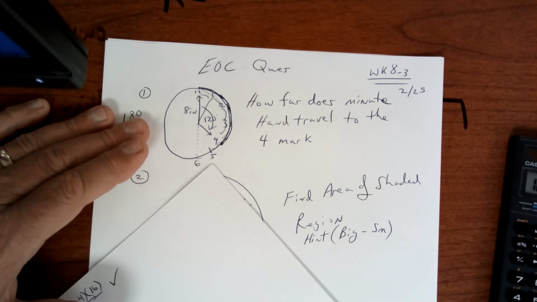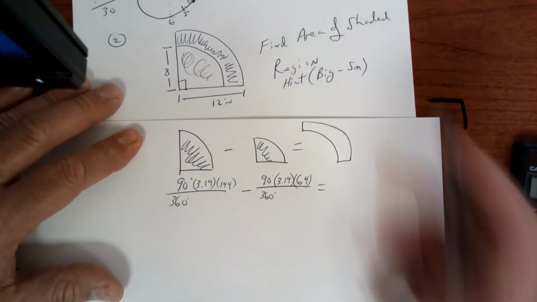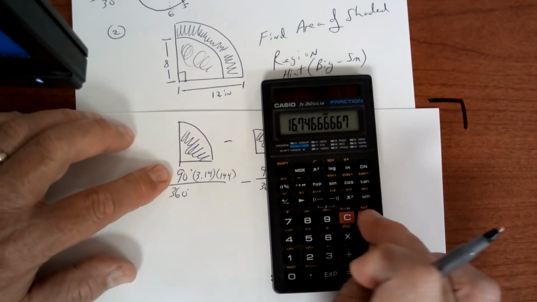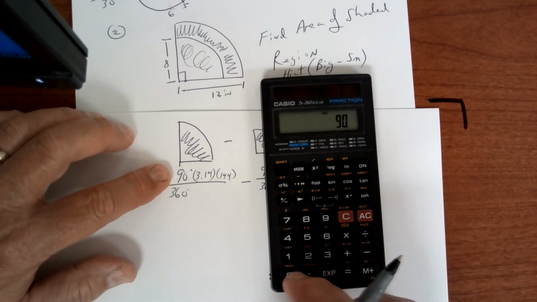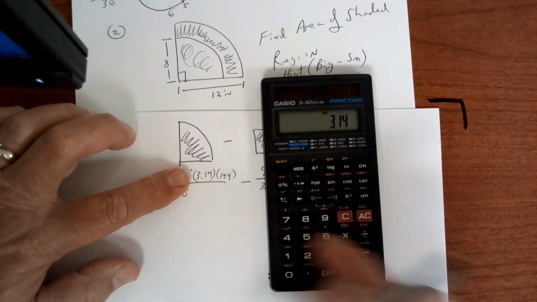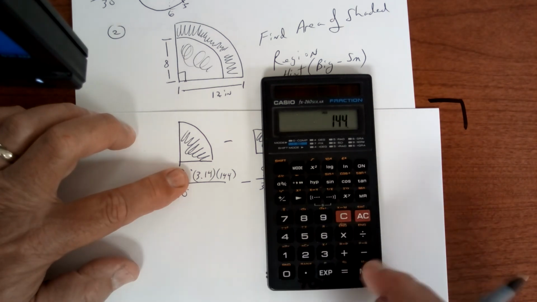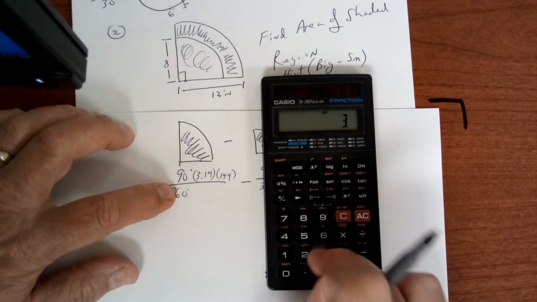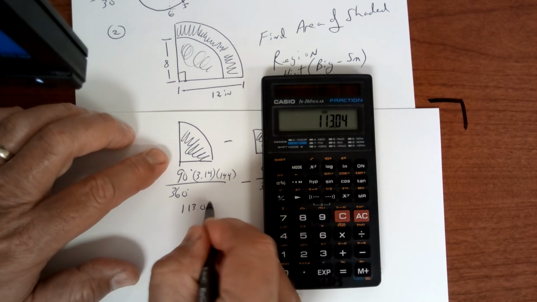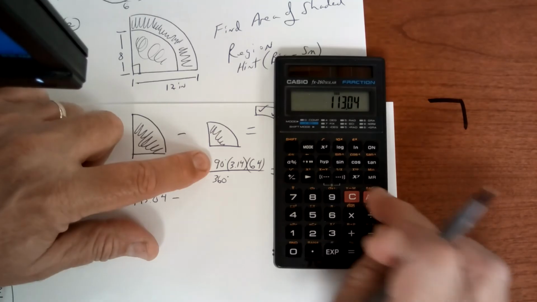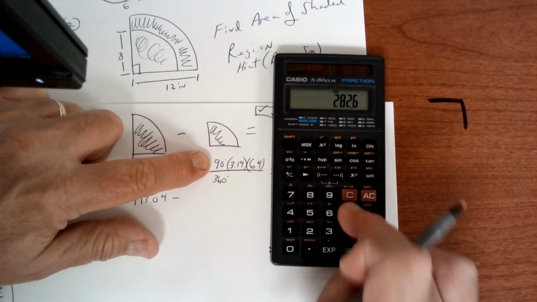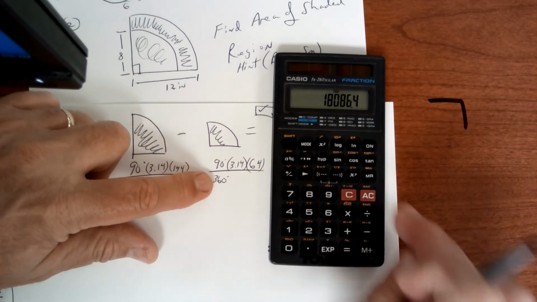On this one, the sliver piece, which is what you want right here, is going to be this one. So it's 90 times 3.14 times 144, press equals, divide by 360. That one is going to give us 113 and some change, minus this one is going to be 90 times 3.14 times 64, press equals, divide by 360.